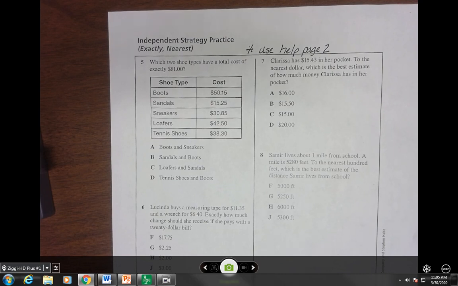So nearest, that word we're going to round with. Is that right, Miss Ambrose? I agree. So we'll do some rounding if we see the word nearest.